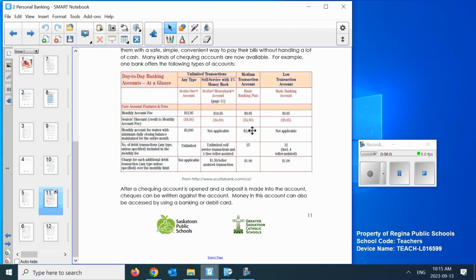A basic banking plan, $10. $9.95. But if you keep $2,000 in your account, you don't have any fees. So it's like, I find this silly sometimes. It's like, okay, $10 a month. But if you have $2,000, you don't have to pay that $10 a month. Great, but you could afford it then. It's the people who can't afford it that pay the $10 a month. Anyways, whatever.